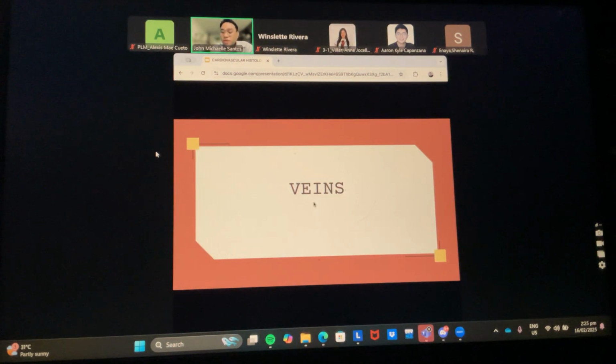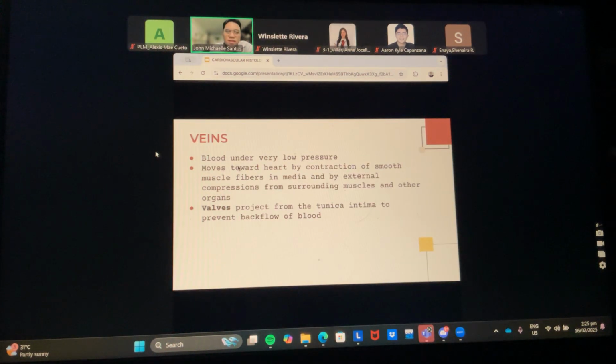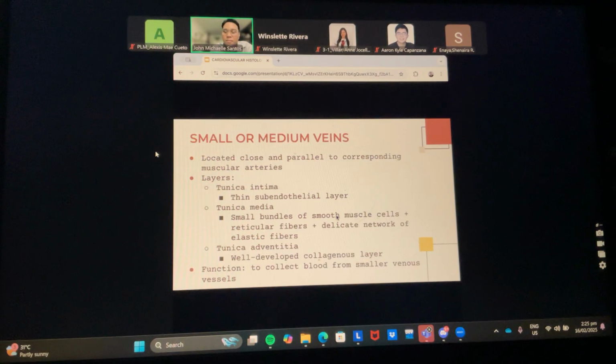So now let's go to your veins. In your veins, the blood flow is under very low pressure. It moves toward the heart by contraction of smooth muscle fibers, and they also have valves, which project from the tunica intima to prevent blood backflow.